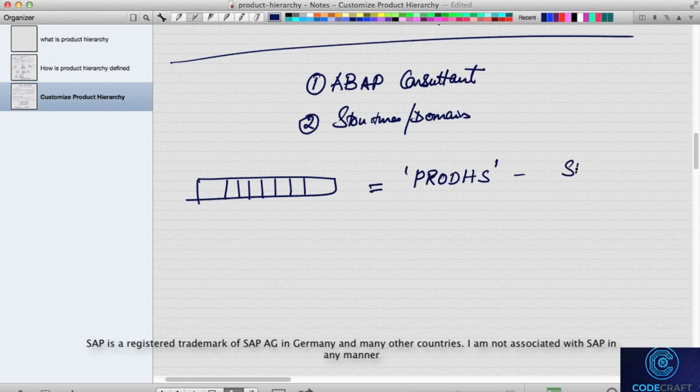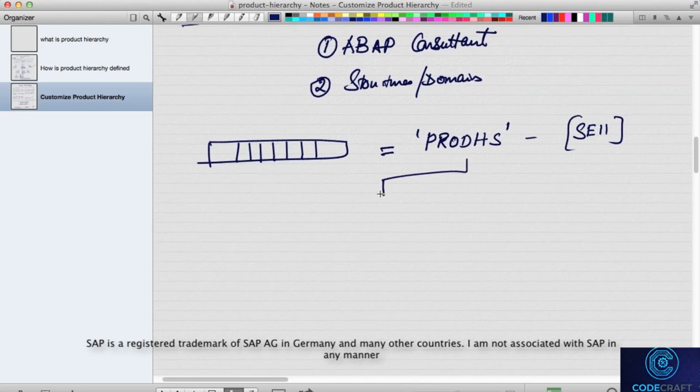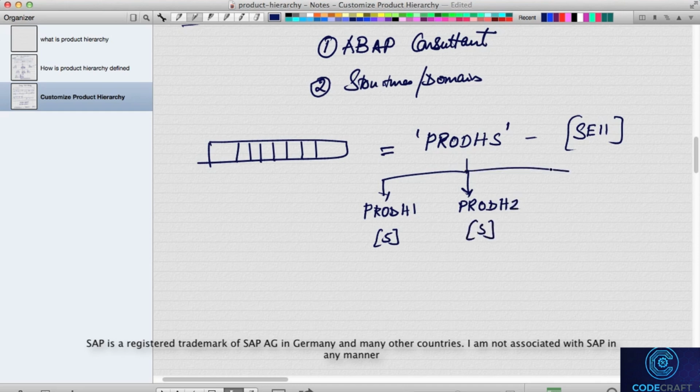You can go to SE11, enter PRODHS, and then you can see the definition of it. The typical out-of-the-box definition is PRODH1, and that is 5 characters, and then PRODH2, that is 5 characters too, and then we have PRODH3, and that is 8 characters. And this is how SAP defines it out of the box.